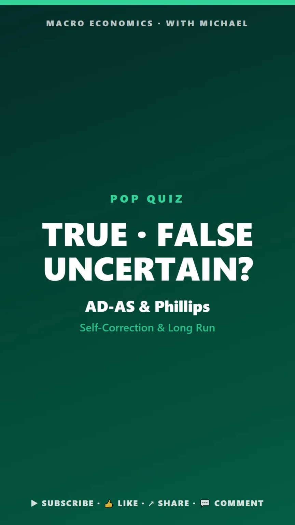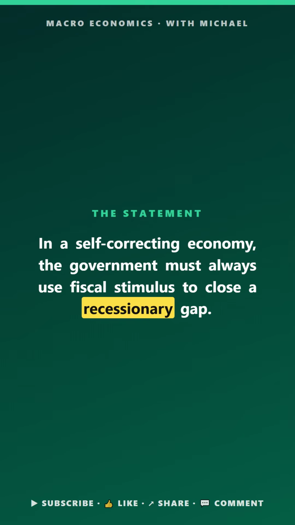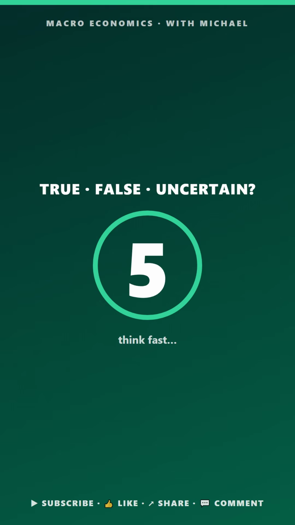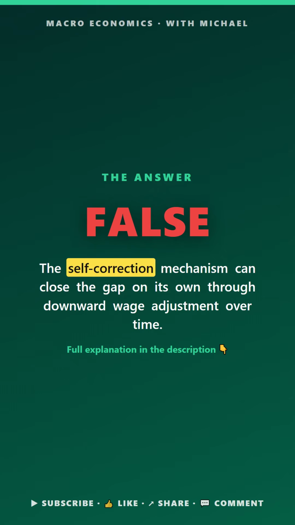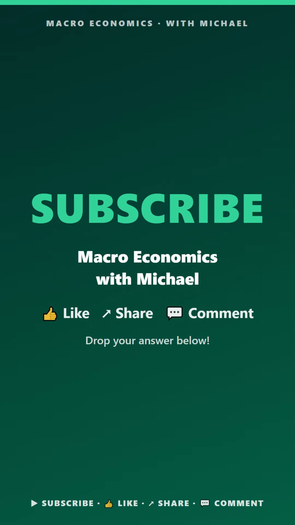ADS and Phillips. True, false, or uncertain. In a self-correcting economy, the government must always use fiscal stimulus to close a recessionary gap. The answer is false. The self-correction mechanism can close the gap on its own through downward wage adjustment over time.